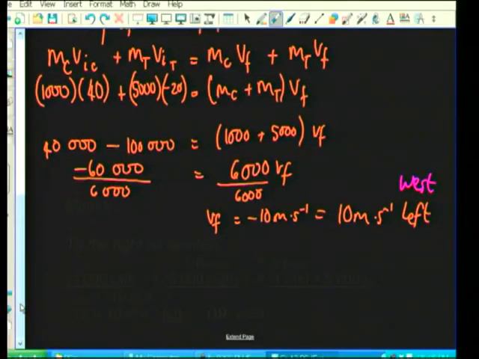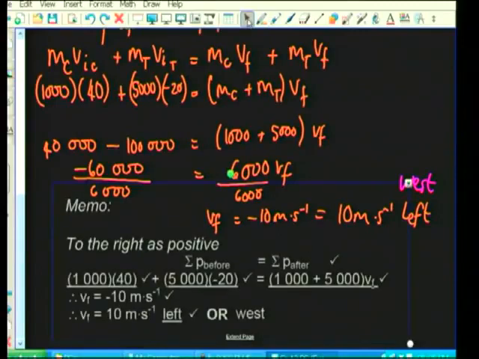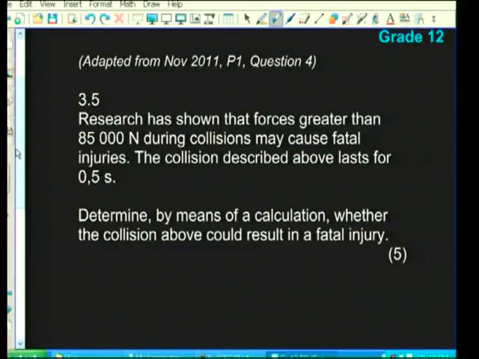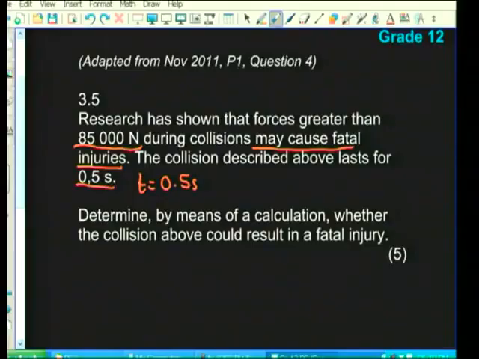Let's just check the memo. See, we've got everything. Notice they've said their sum before is equal to sum after, plugging in the numbers and taking into account that negative. Research has shown that forces greater than 85,000 newtons during collisions may cause fatal injuries. So that's a piece of information that's useful. The collision described above lasts for 0.5 seconds. The 0.5 seconds is our time value for how long this collision took place. Determine by means of a calculation whether or not the collision above could result in a fatal injury.